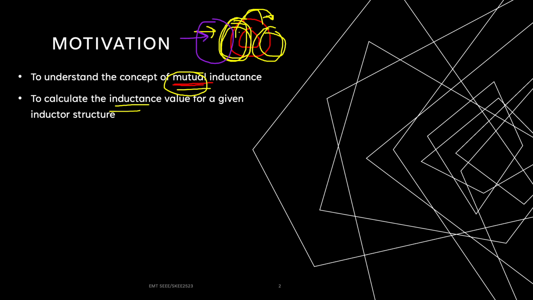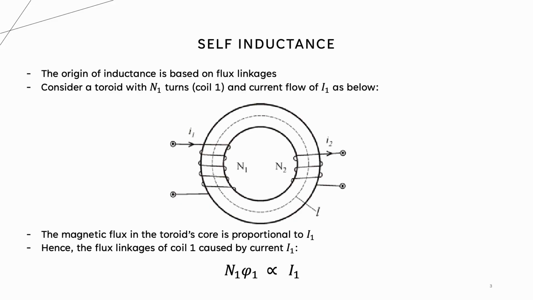So we want to get the value of the inductance now with the linkage flux in coil number 2. That is what we want to look at further in this lecture. First, a short revision about self-inductance. Self-inductance is the inductance that is produced at coil number 1.